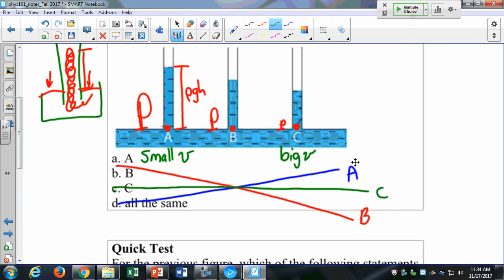Because I have a big pressure here. By Bernoulli's principle, if my pressure is big, I must have a small speed. Here, my pressure is small, so I have a big speed. In order to go from small to big, I have to get smaller, like putting your thumb over the end of the hose. Okay?